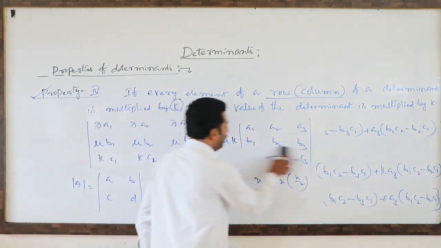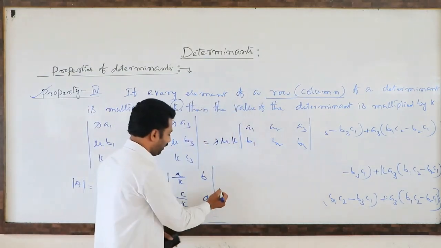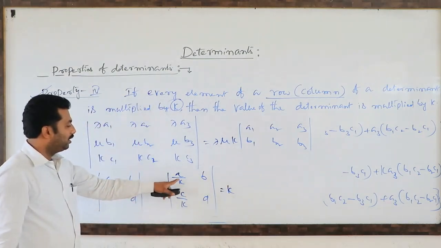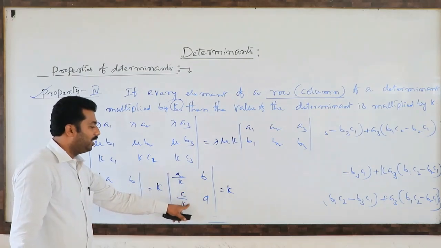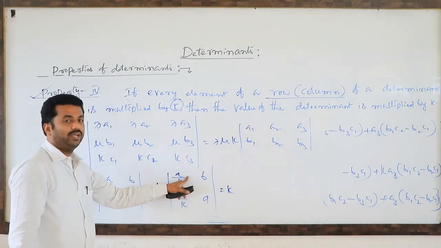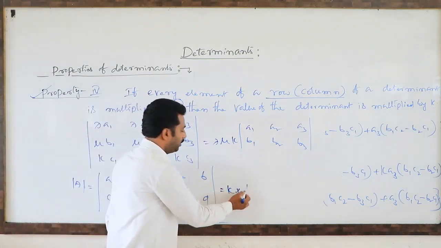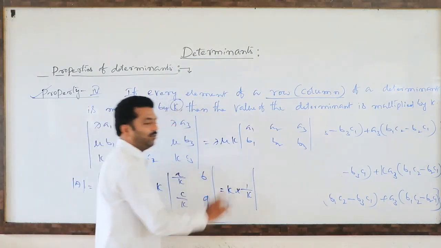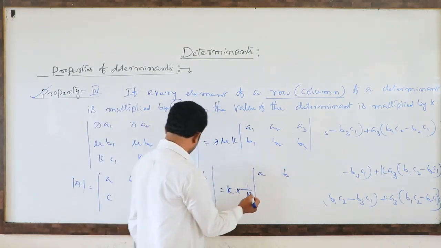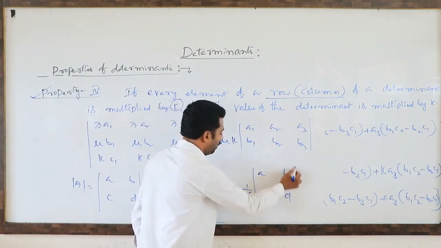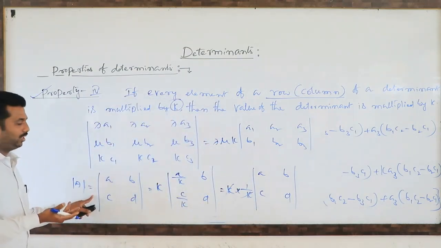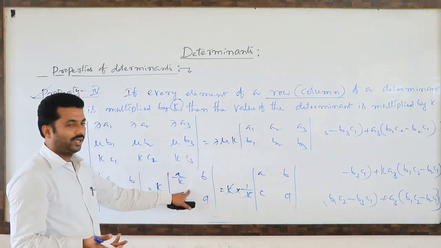Sir, why you are dividing like that? I will tell again. So this K is there only now. What I told: all the elements of any row or any column multiplying with the non-zero constant. What is the non-zero constant? 1 by K. So you can take 1 by K as common. So remaining what we left? This is A, B, C, D. Now K cancel. Again what you got? Again delta only. So multiplying means dividing.